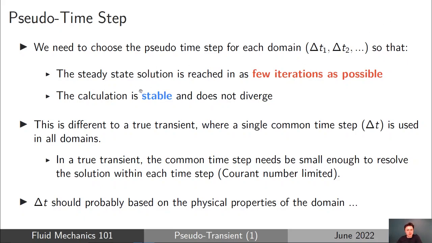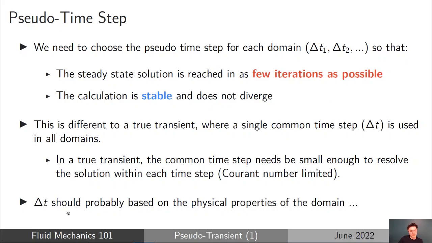We want to choose it so that the steady state solution is reached in as few iterations as possible, and we want to make sure that the calculation doesn't diverge along the way. The thing to think about when choosing this pseudo time step size is actually quite different to the method of choosing the relaxation parameter alpha. You'll remember, if you have watched my 3-part series on relaxation, that you start with the default values of alpha for each of your equations, and then you can use a bit of trial and error to find the optimum value of alpha for each equation.